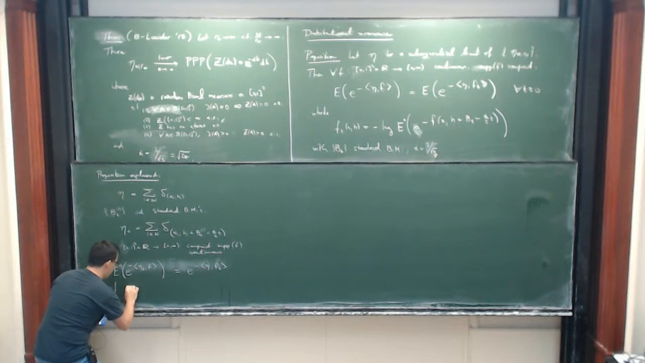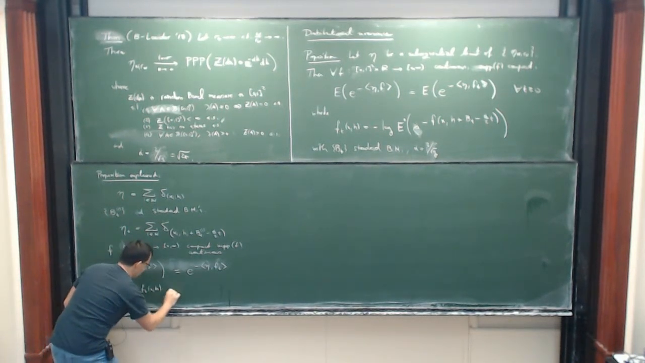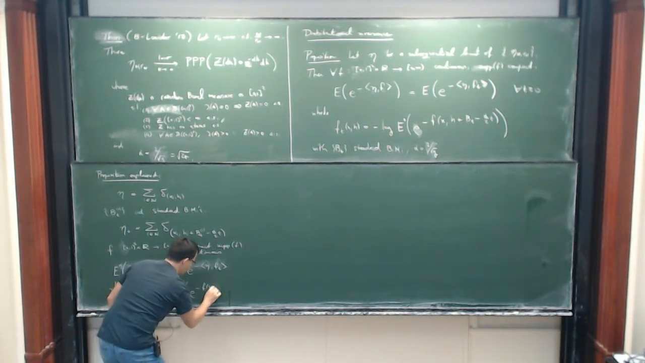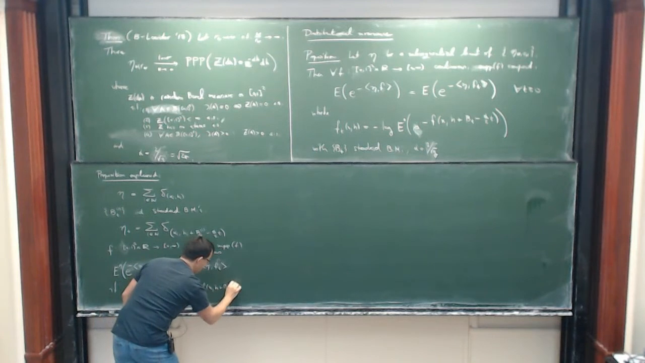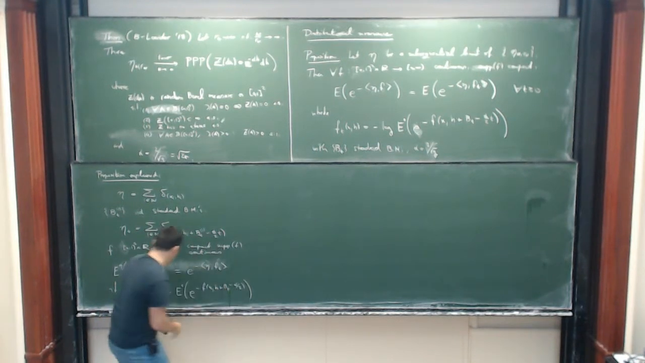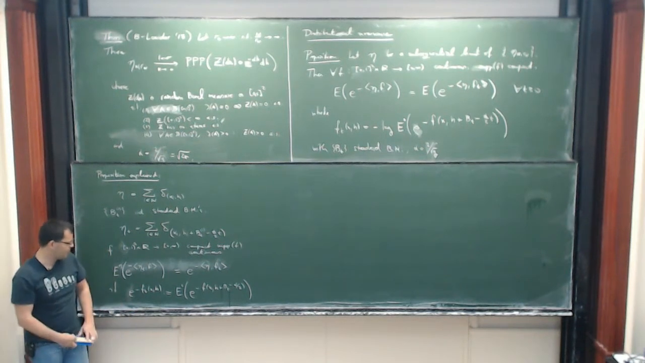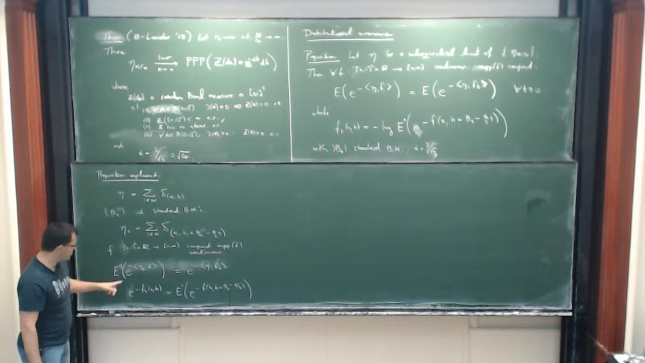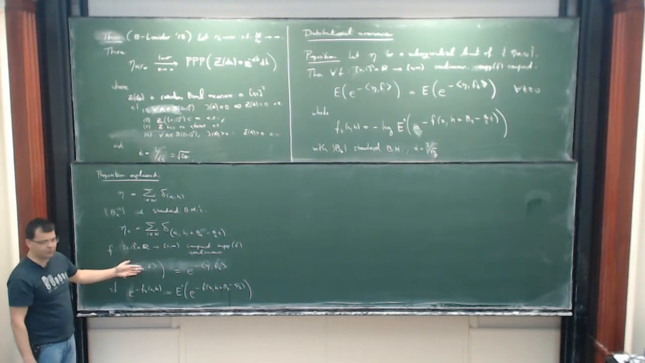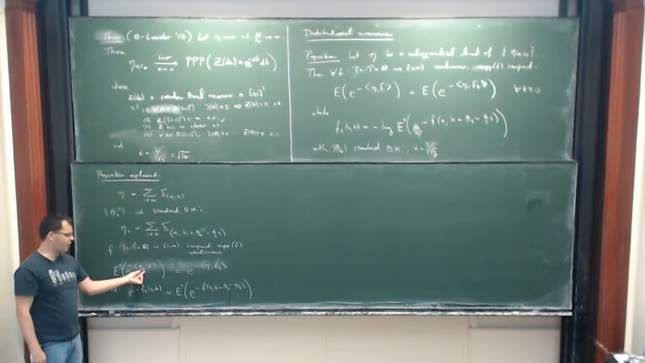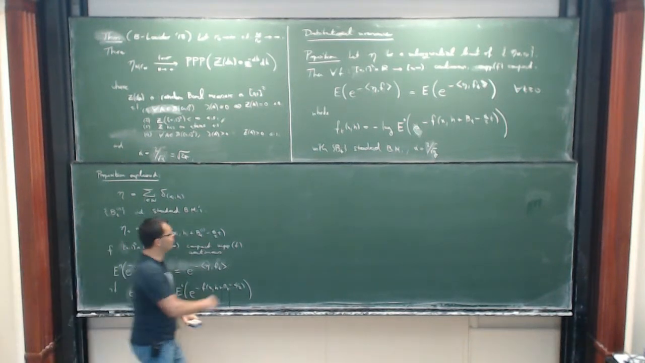If e to the minus f(t) x h is defined as the expectation of e to the minus f of x h plus b t minus alpha over 2, that's exactly the definition that I have above. So this is how I rewrite this. If I now take expectation of this with respect to eta, I get the expectation of the random eta process evolved using this evolution, and that's equal to that.